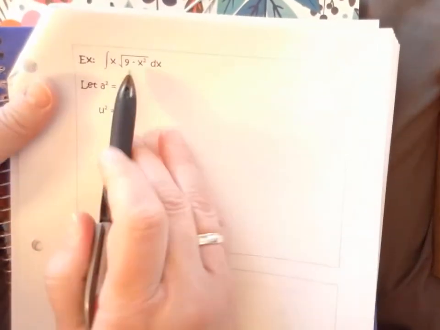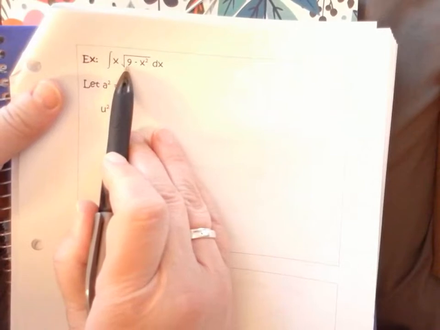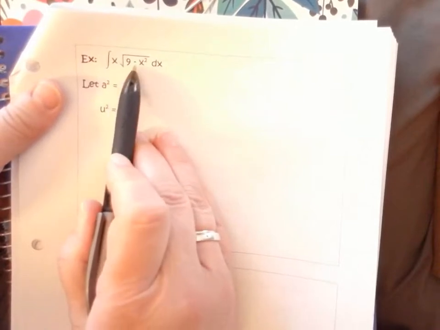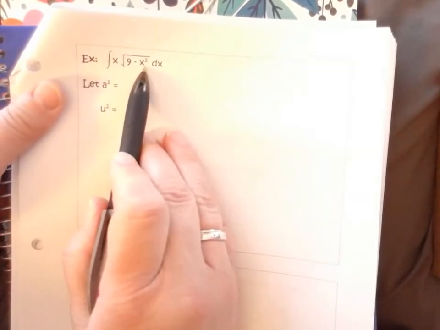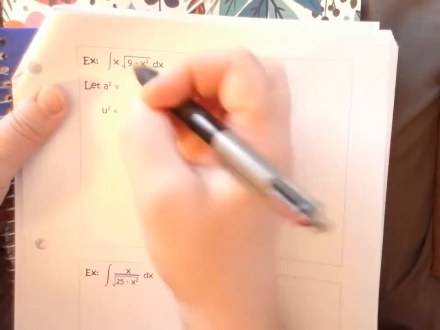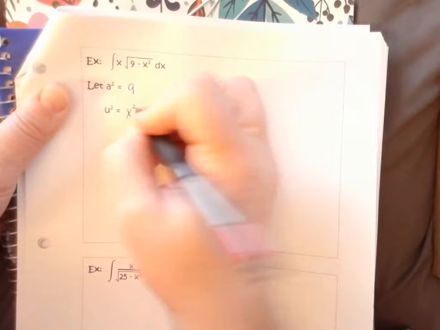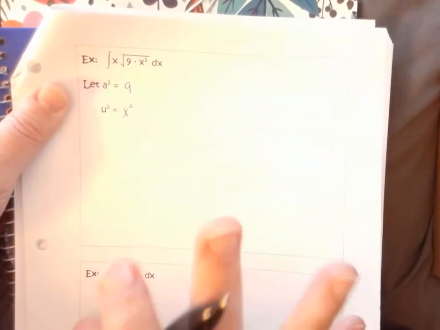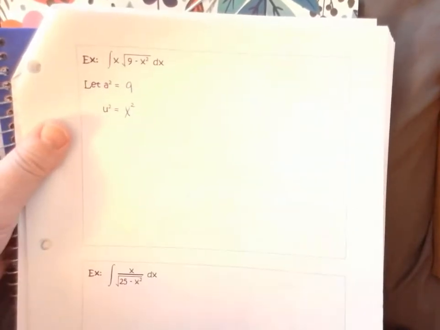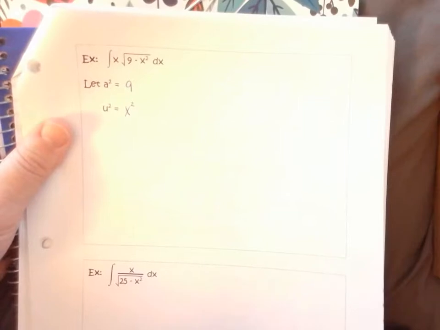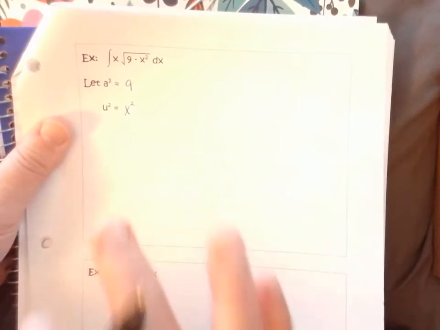I see a square root with a constant followed by a subtraction of a function. Okay? If that's the case, then 9 is going to be my a squared, and x squared is going to be my u squared. Okay? So just to identify that, get that out of the way. Here's where the actual assigning and figuring out of algebraic details comes in.